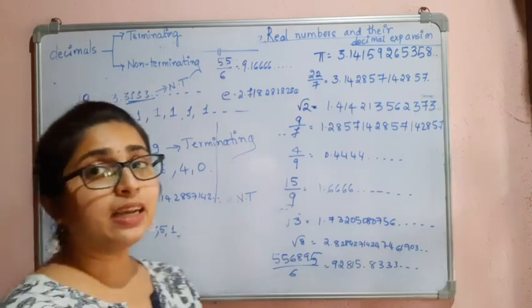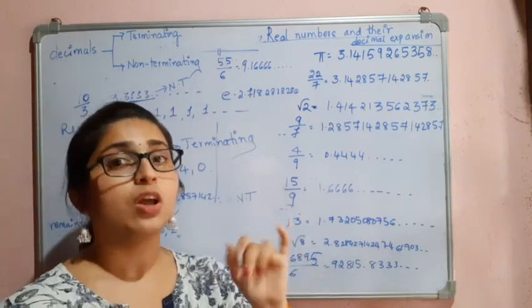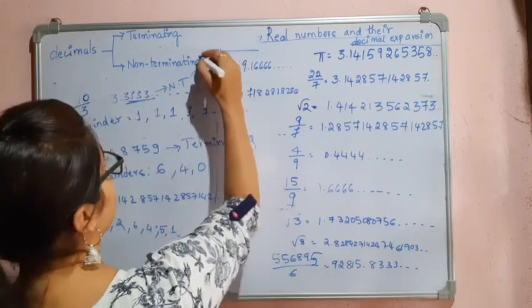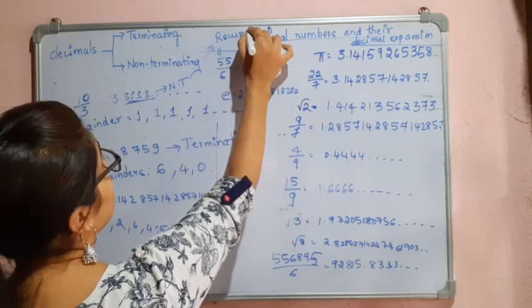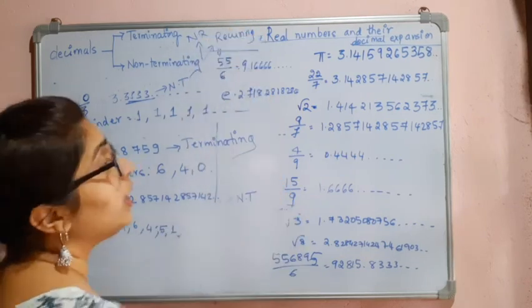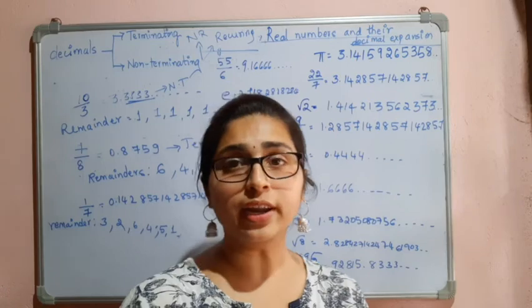And once again, in the non-terminating, we have two more classifications. One is recurring decimals, and another one is non-recurring decimals. So we will see what these recurring and non-recurring decimals are.